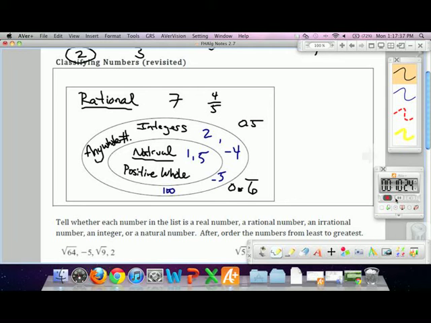Pi doesn't fit anywhere in here. Yep, pi does not fit anywhere in there. Other numbers that never repeat and never end, these are important ones. Like square root of 2, like the square root of 3, like the square root of, say, 8. The square root of any number that's not a perfect square never repeats and never ends as a decimal.